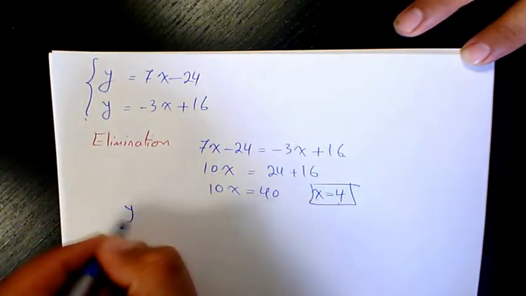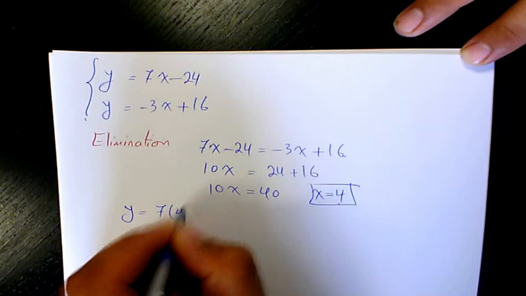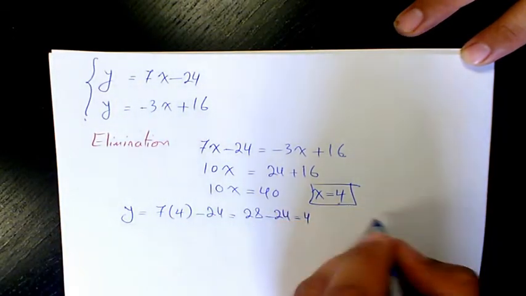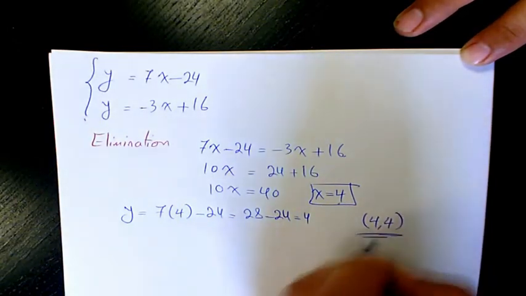When you sub it there, doesn't matter which one, 7 times 4 minus 24. So that's 28 minus 24, which is going to be 4. So 4 and 4 is going to be the point of intersection.